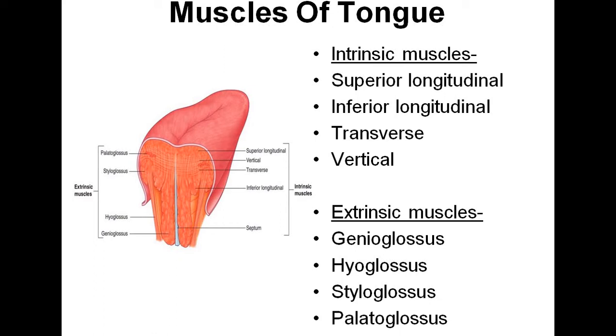The intrinsic muscles occupy the upper part of the tongue and are attached to the submucous fibrous layer and to the median fibrous septum. So these are the attachments of the intrinsic muscles.